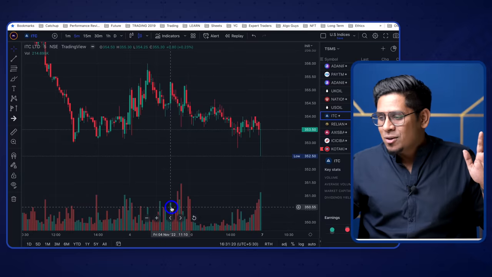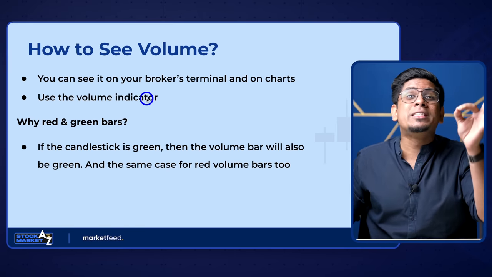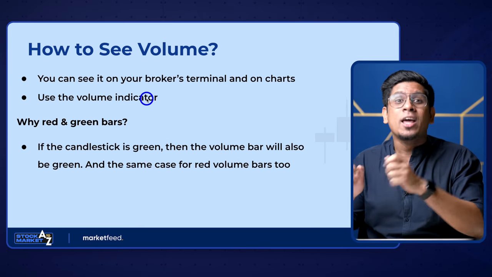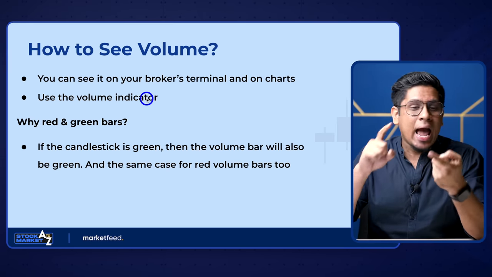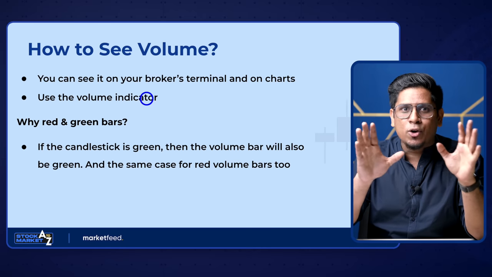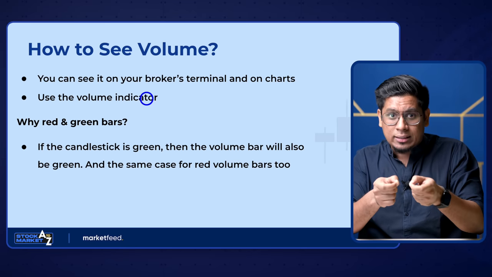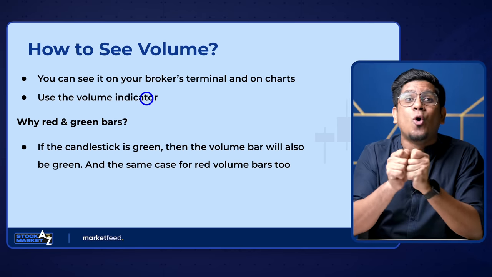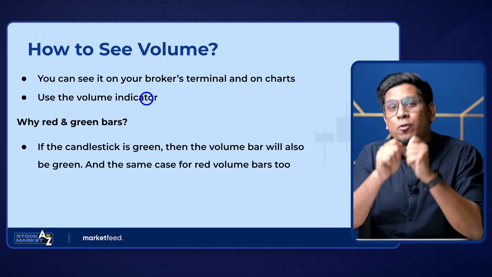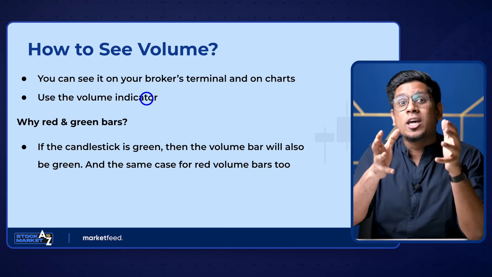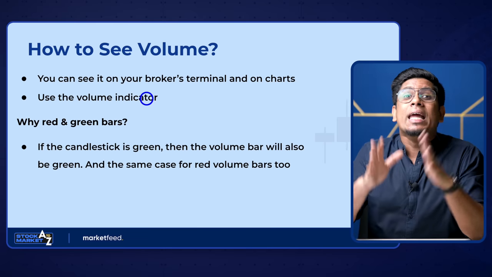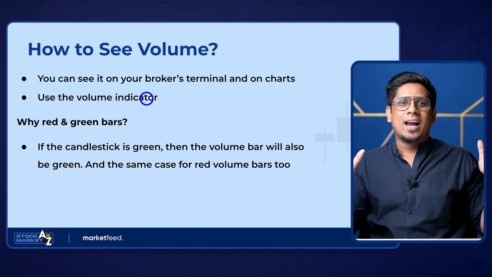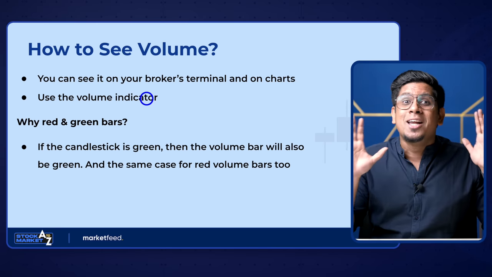Very clear. What was our agenda here? How to see volume. So we've gone into the chart, we've added the volume indicator, and depending on whatever time frame you're analyzing, you keep the cursor at the bottom and you can see how many shares of that particular stock were bought and sold in that time frame. As easy as that. Now you'll have one big doubt in your mind.